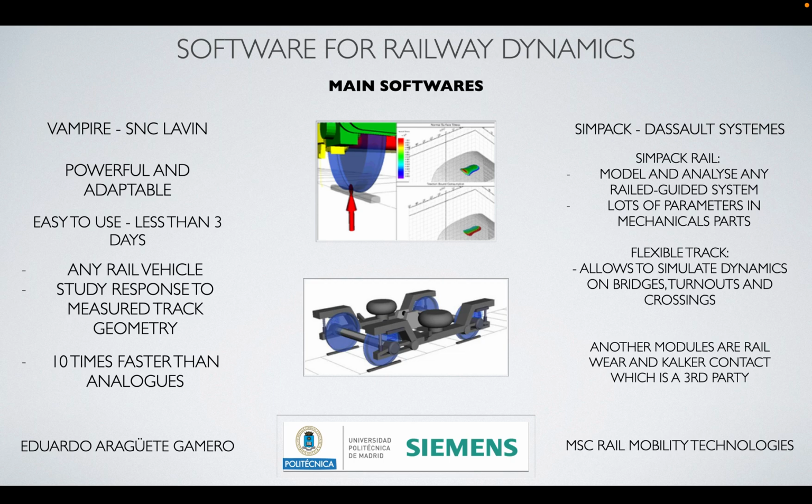They assure that it's 10 times faster than the analogs. And finally, we've got Simpac. Simpac is a software from Dassault Systems, the French company, and it has 4 rail modules: Simpac Rail, Flexible Track, Rail Wear, and Calcar Contact, which is a third-party add-on to the Simpac universe. These 4 modules allow customers to study any rail-guided system on any track, being able to use different components or flexible tracks. Furthermore, this software is also capable of measuring wheel contact and rail wear, among other options.